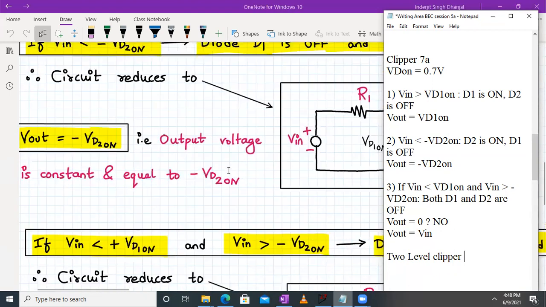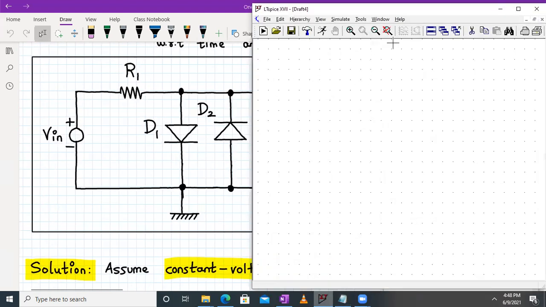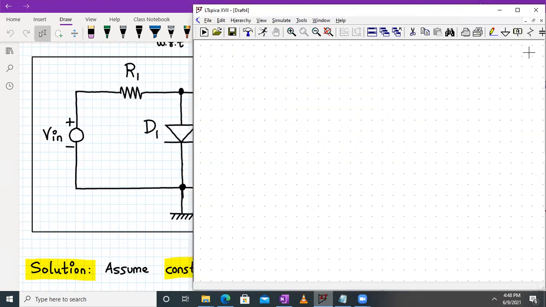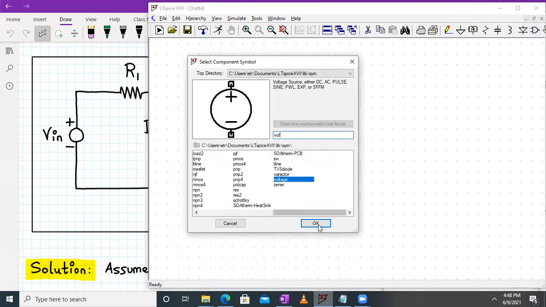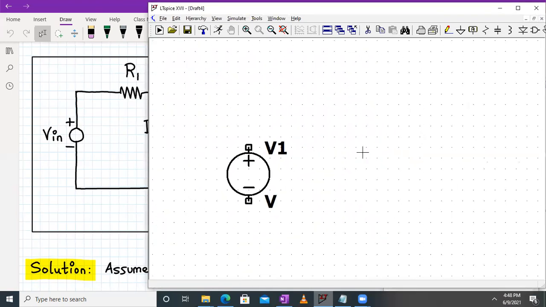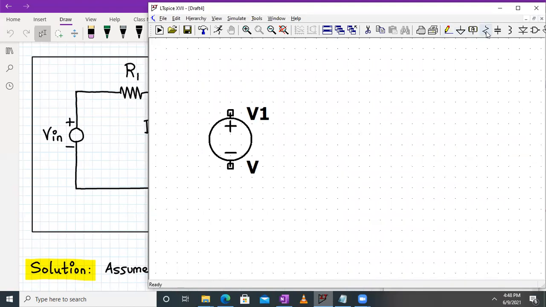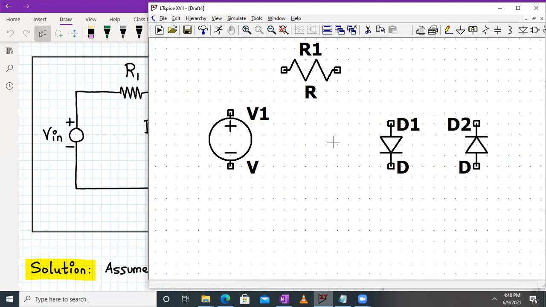Okay, now let us quickly build this circuit in LTspice and check the relevant waveforms. So this is my LTspice window. Let me quickly build up the circuit. I will require a voltage source. Now I will require a resistor. Then I require two diodes, one connected this way and one connected in the reverse direction. And then I'll make the connections.